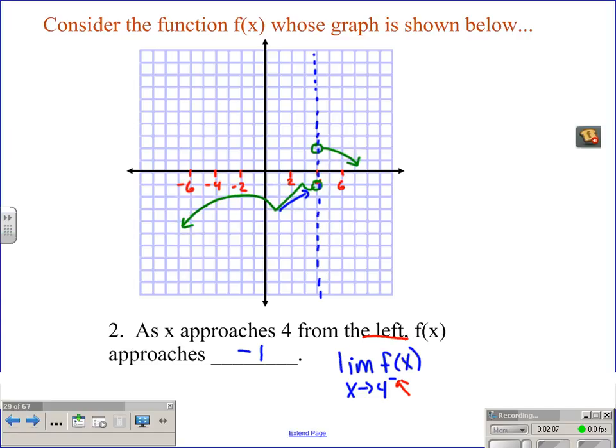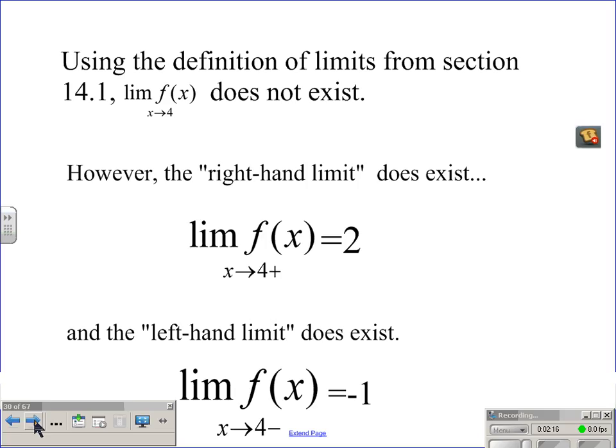You notice the limits from the left and right are different. What we've learned in previous sections is that this means the limit does not exist. So the limit of f of x as x approaches 4 does not exist. However, the right-hand limit does exist. It's 2, and the left-hand limit here does exist. It's -1. They just so happen to be different, meaning that the overall limit does not exist.